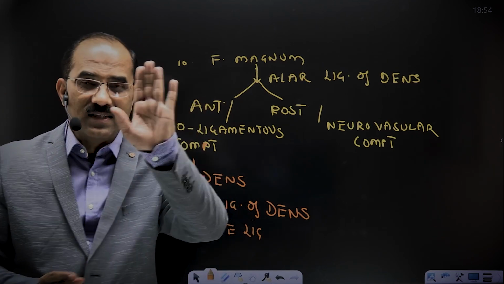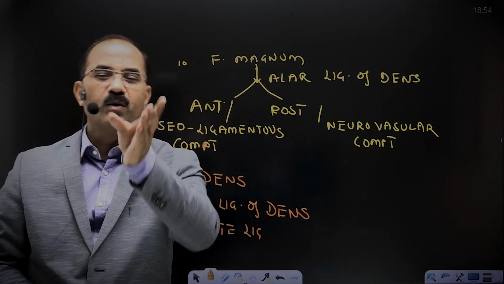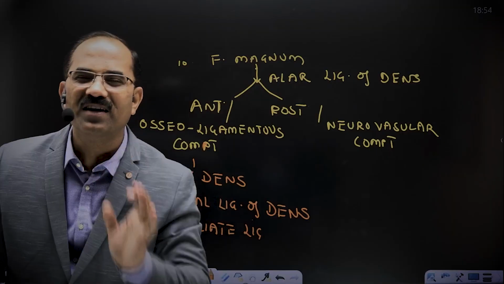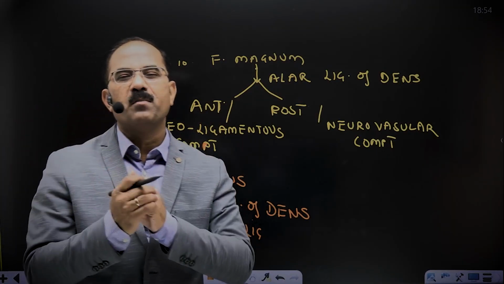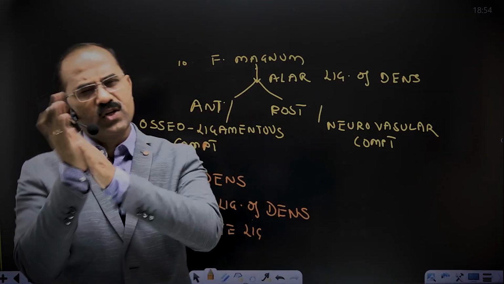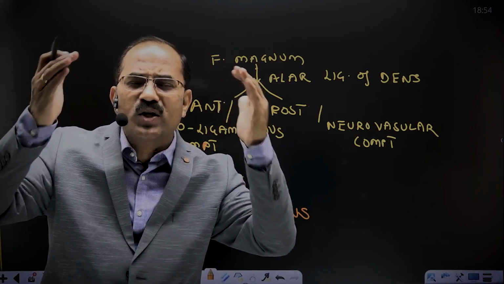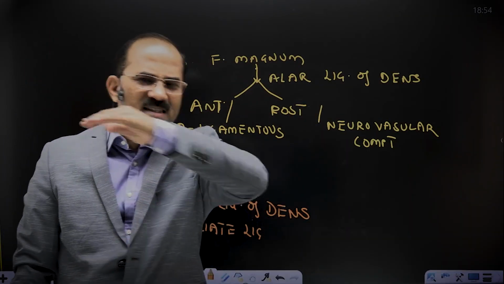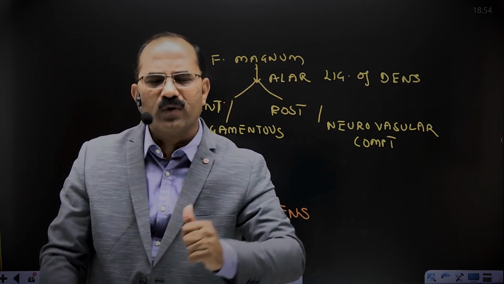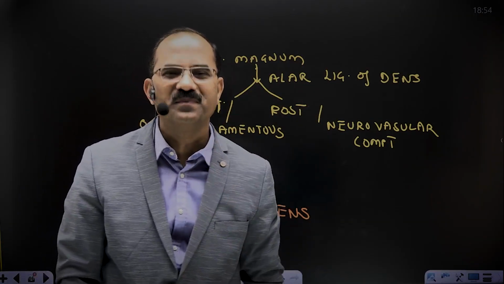Students, this dens is very important. It has to be kept in position, because if the dens moves, who's lying behind it in the posterior compartment? The medulla oblongata. So if the dens dislocates and hits the medulla, the person dies instantaneously. Where do you see this? That is seen in hanging.